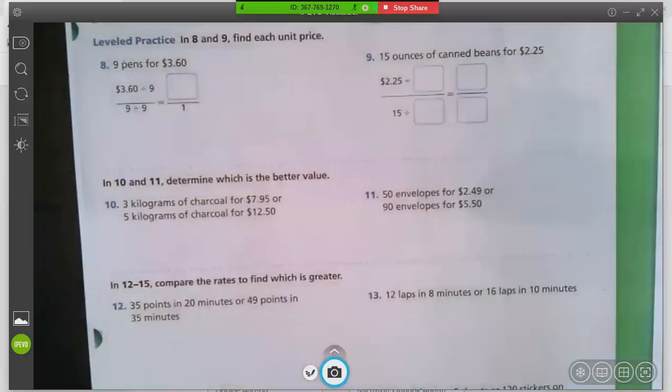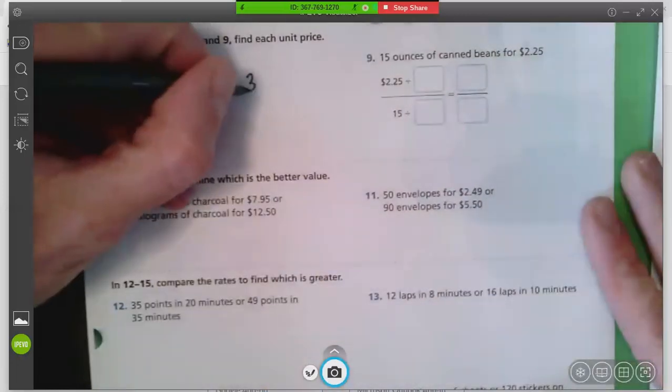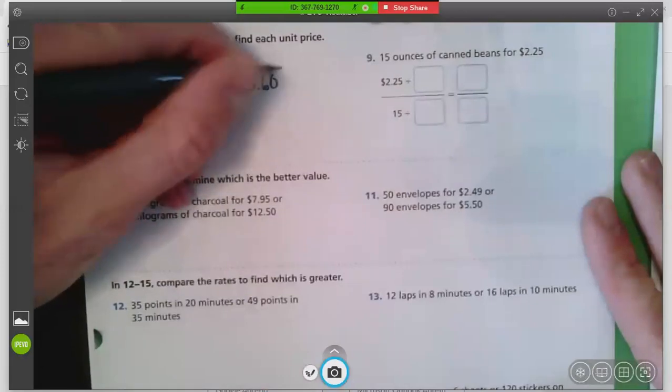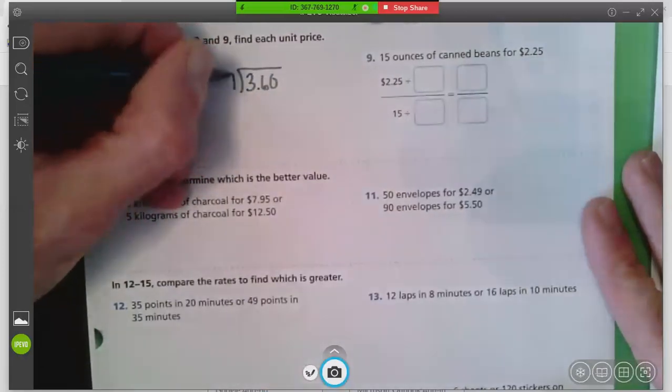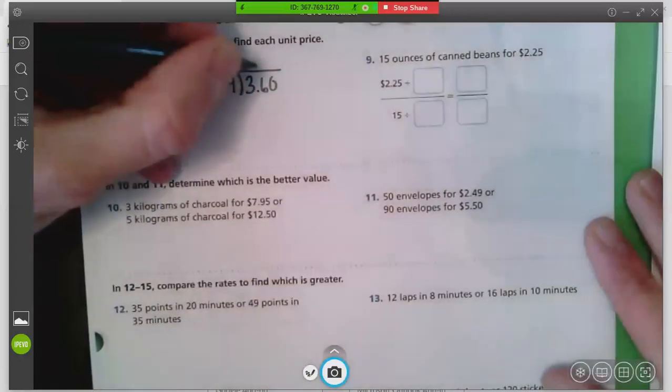$3.60 divided by 9. So what do I need to do here first? Nine divided by 9 is 1, so we need to divide 3.60 by 9. How many times does 9 go into 3? It can't. So we're going to put a 0 here.